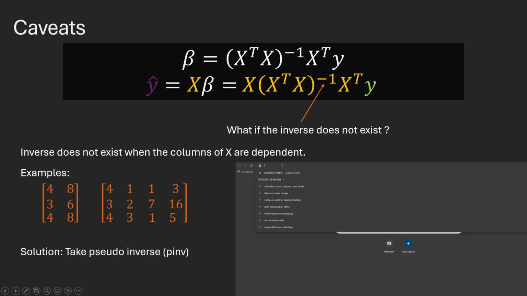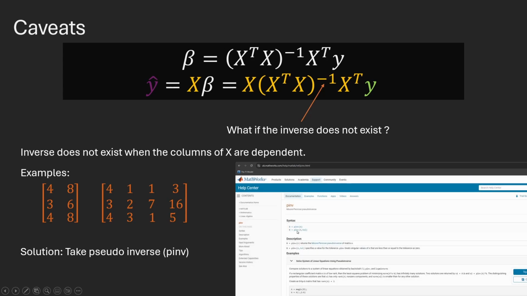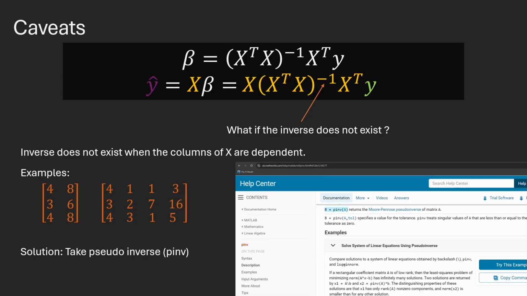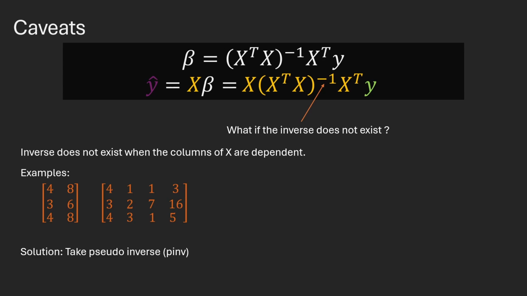The solution to this problem is to take the pseudo inverse of x transpose x. pinv is the MATLAB command to take the pseudo inverse. I am not going into the details of how to take the pseudo inverse of a matrix. That is beyond the scope of this video. Maybe I'll make another video in the future explaining the pseudo inverse.